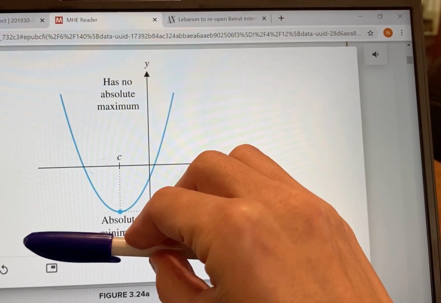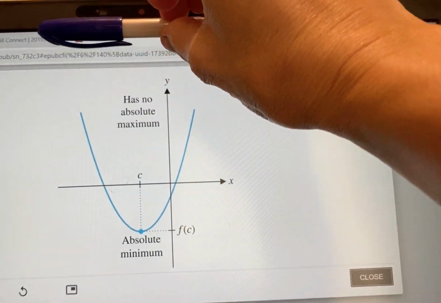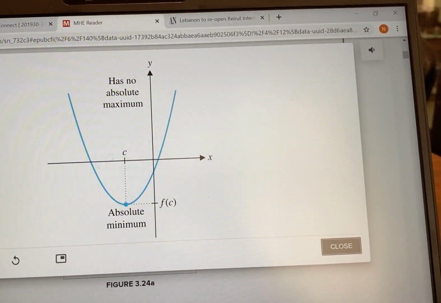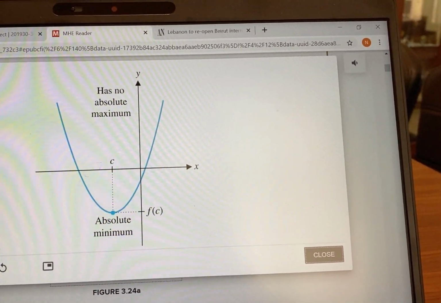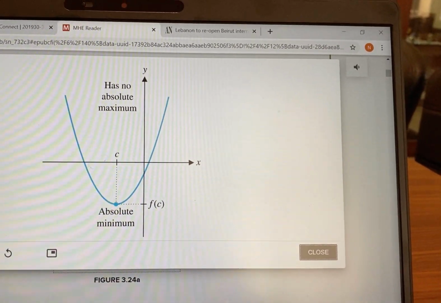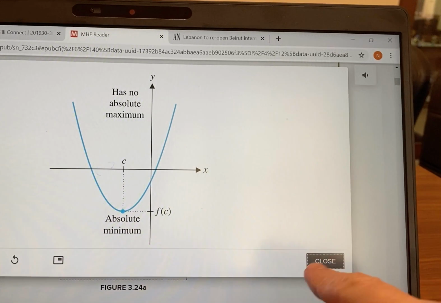Compare the y values. What's happening to the y values? They are always increasing till they have no end, till infinity. So this means there is no biggest value over all the set from minus infinity to infinity. So we say it has no absolute maximum.